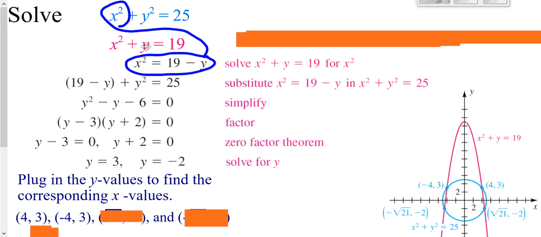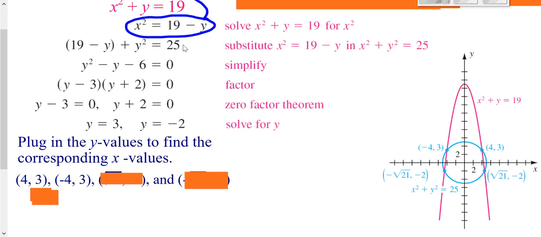If you plugged it into the bottom one here, you'd have to add 2 to both sides, and you get x squared is equal to 21. Then you solve that, you get x to be plus or minus root 21. So positive root 21 when you plugged in negative 2, and negative root 21 when you plugged in 2.